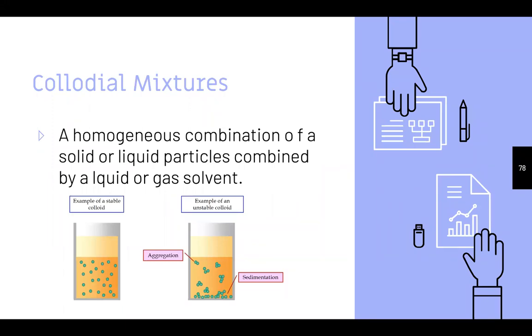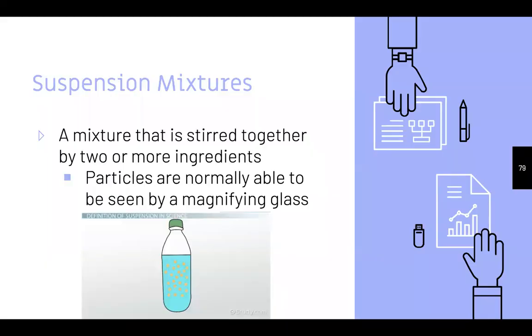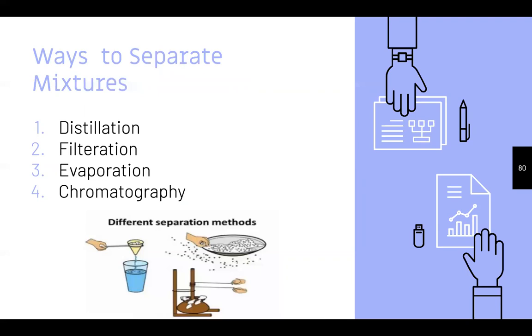And just also colloidal mixtures is a homogeneous combination of a solid or liquid particles combined by a liquid or gas solvent. I apologize for the spelling, and there's a picture at the bottom. Suspension mixture is also our mixtures that are stirred together by two or more ingredients. Particles are normally able to be seen by a magnifying glass. There's different ways to separate the mixtures: distillation, filtration, evaporation, and chromatography.